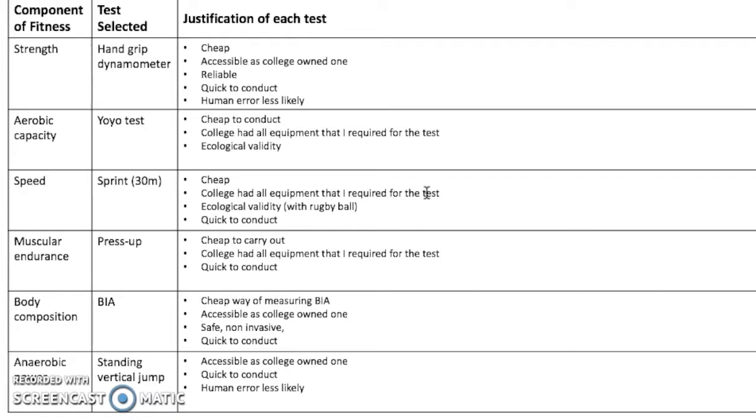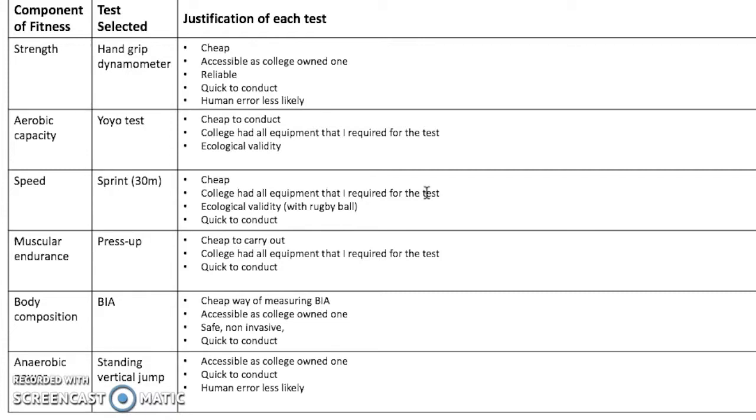Also, because it's quite easy, it can easily be repeated, and it's possible, and I was able to do it 3 times, which was good. Also, it could be carried out in quick succession, so I could do it one, then straight away get on with the next one. The equipment required was very cheap.